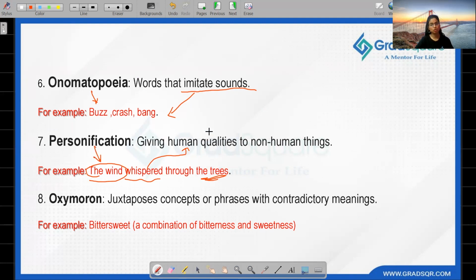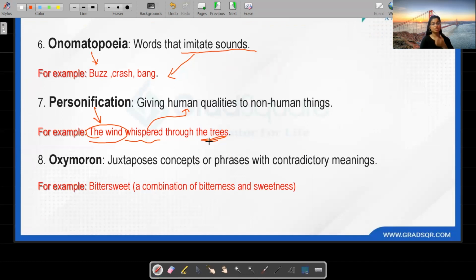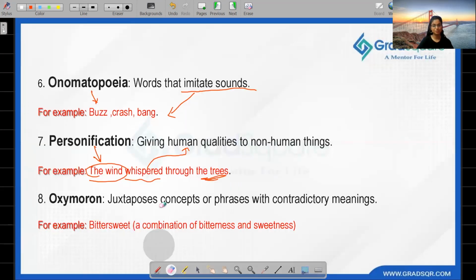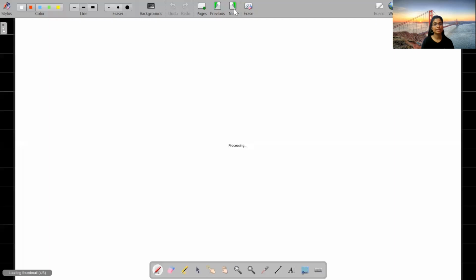Moving on to oxymoron. So what's oxymoron? It juxtaposes concepts or phrases with contradictory meaning. Let's look at the example to get a clear picture. Bittersweet. So what is bittersweet? It's a combination of bitterness and sweetness. So if you have a word that has both a positive and a negative connotation, then it is going to be an oxymoron. Clear? Yes, the combination of two different aspects, then it's going to be an oxymoron. Let's move on to the next slide.